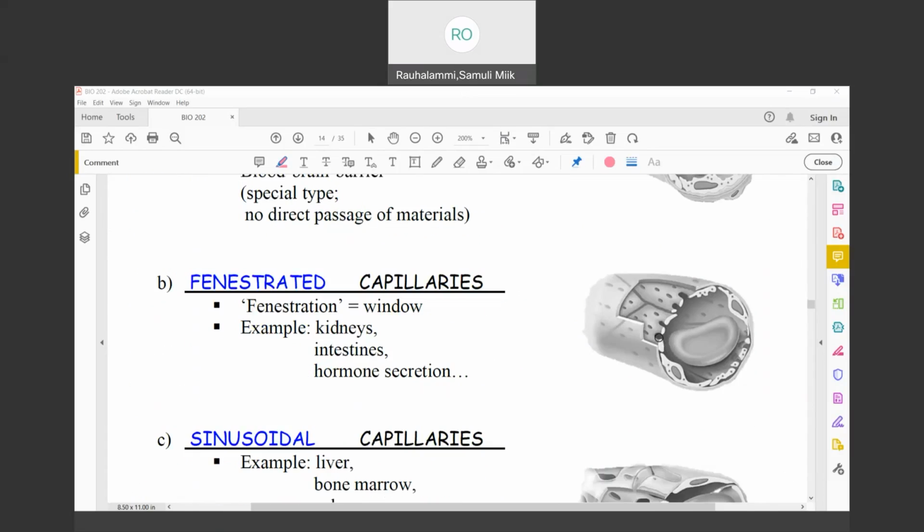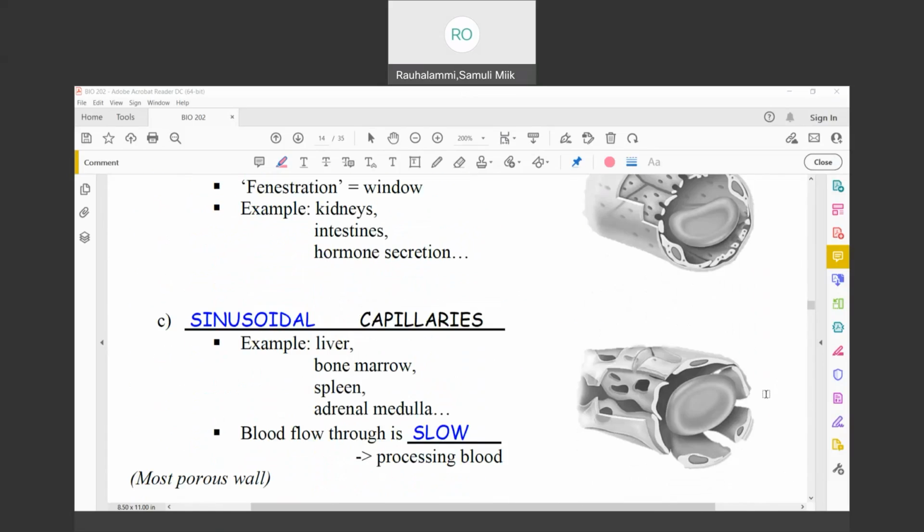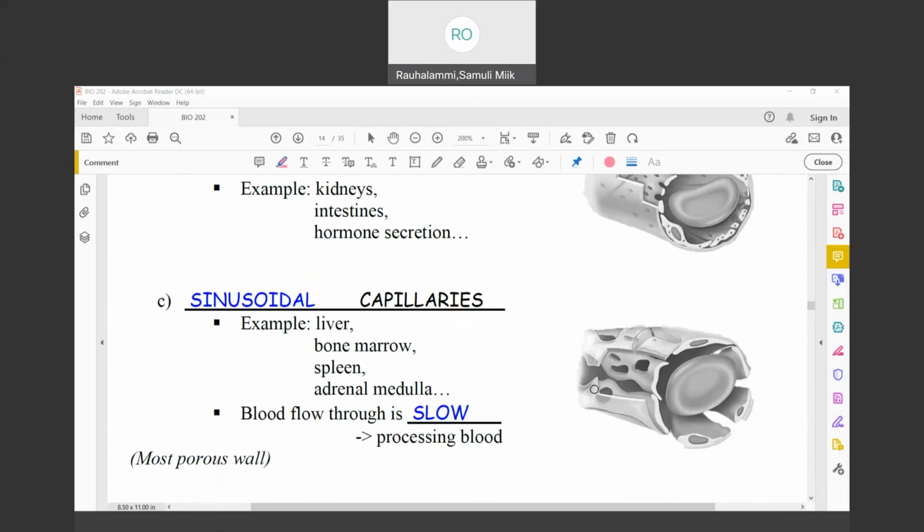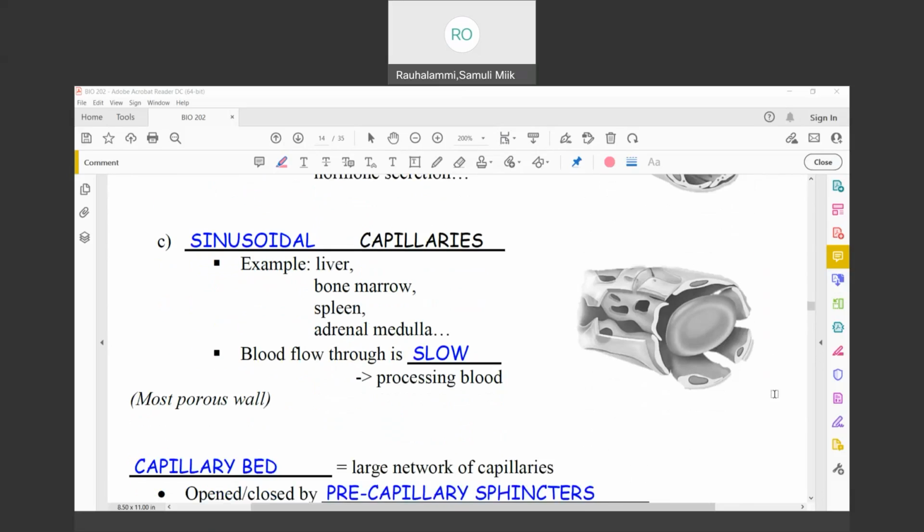Fenestrated capillaries, we have little windows. So the word fenestration referred to the French term for window. We would find fenestrated capillaries, for example, at the kidneys, intestines, sites where hormone secretions would take place. And finally, the sinusoidal capillaries. Here we have the big gaps in the capillary wall. So notice as big gaps are there, so there's big sinuses, the flow of the blood is going to be even slower. So we find this at the sites where there's a lot of exchange happening, such as liver, bone marrow, spleen, adrenal gland, and so on.